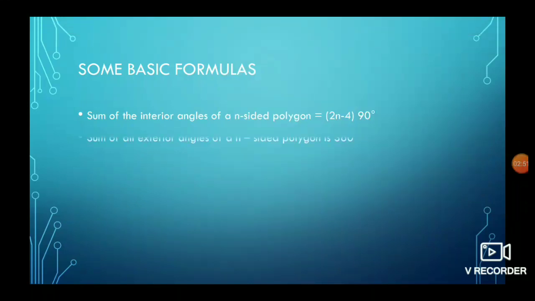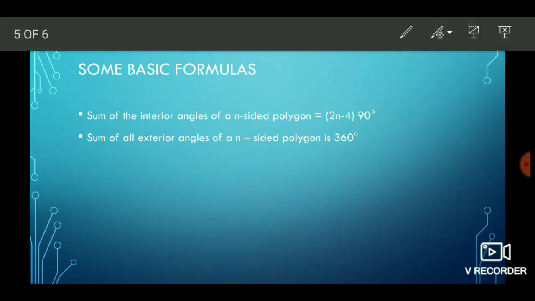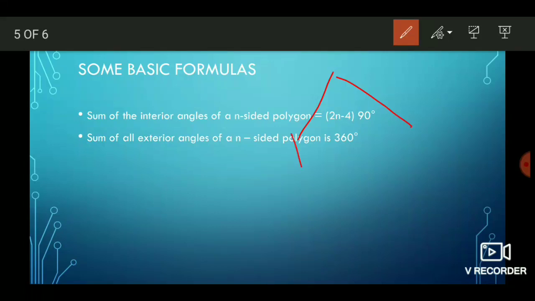Now let's learn our next theorem: the sum of all exterior angles of an n-sided polygon is 360 degrees. Suppose I am drawing a pentagon, then these are the exterior angles, this one, this one, and this one. Then all the exterior angles of a regular polygon will be equal. You have to remember this term, regular polygon, not all polygons. Only these are applicable for regular polygons.